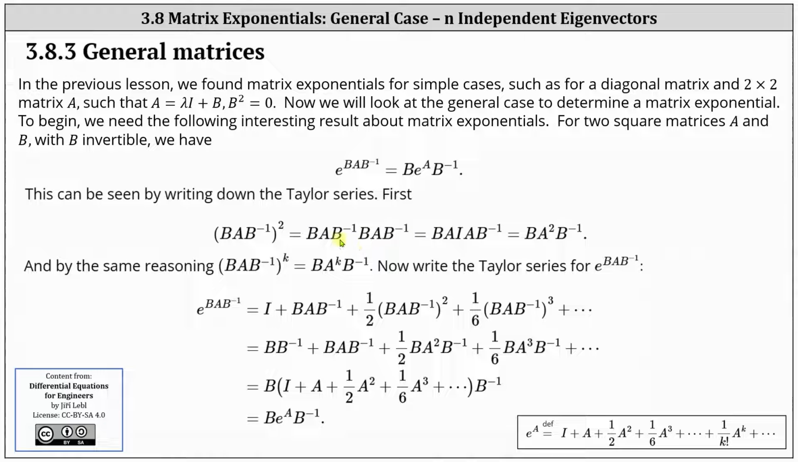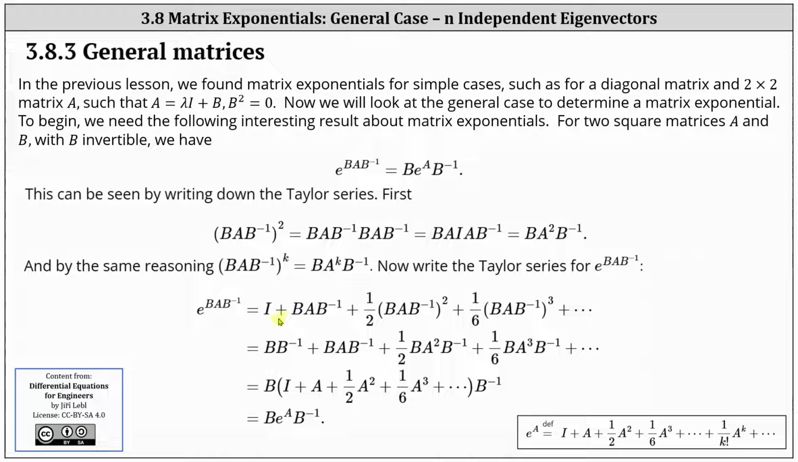Notice in the middle here we have B inverse times B, which is equal to the identity matrix. And then A times I times A is equal to A squared, giving us B A squared B inverse. And by the same reasoning, the k power of B A B inverse equals B A to the k B inverse. Now we write down the Taylor series for e to the power of B A B inverse using the definition below. e to the power of B A B inverse equals I plus 1 factor of B A B inverse plus 1/2 times the square of B A B inverse plus 1/6 times the cube of B A B inverse, and so on.